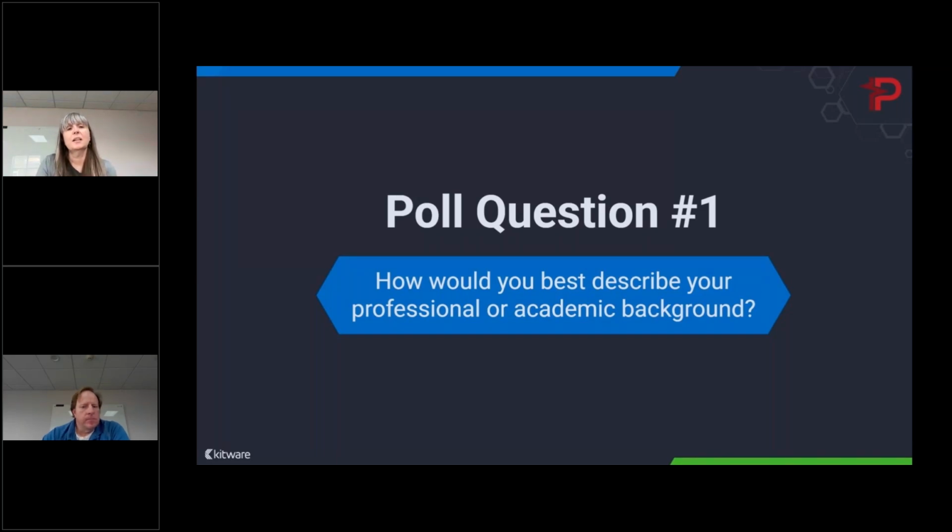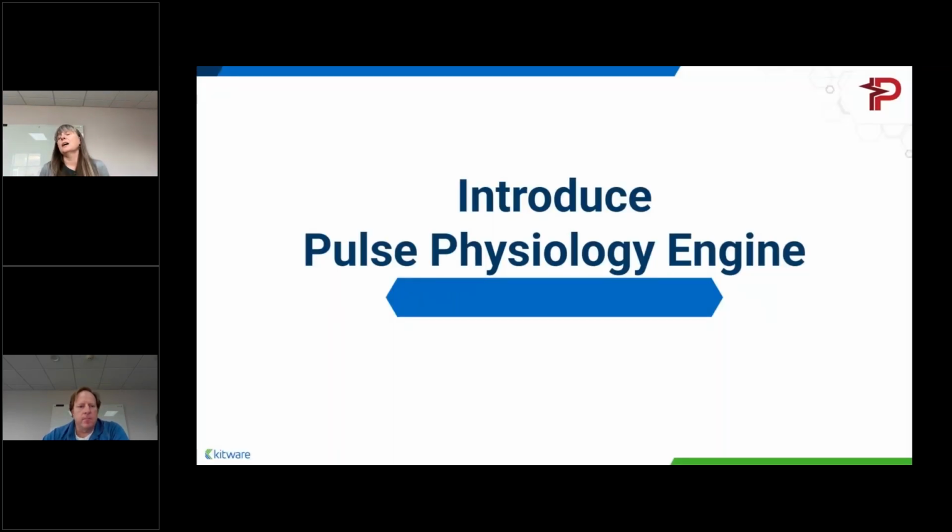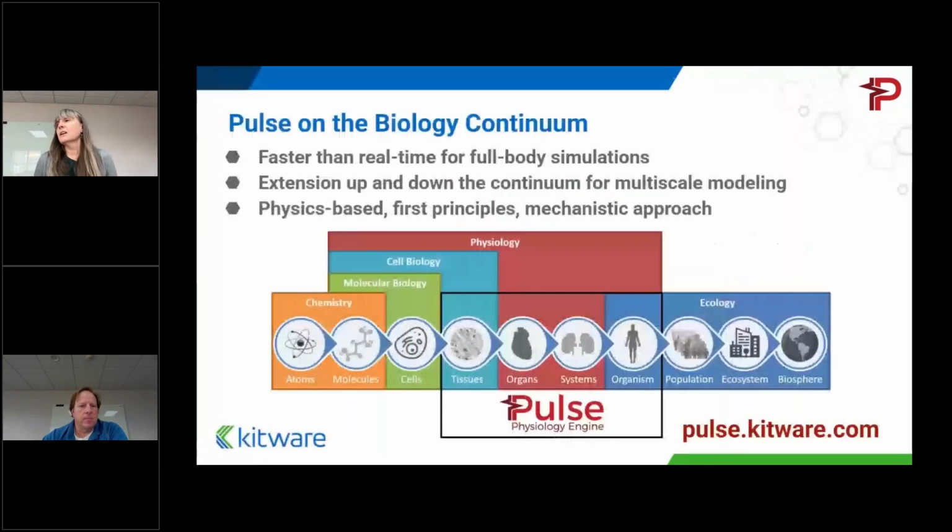So moving into an introduction of Pulse, let's get started and talk about exactly what Pulse is. So Pulse is a computational physiology engine. And when we talk about where it falls on the biology continuum or spectrum, we really focus on the tissue side of things moving into the organism side of things. And so the reason we do that is so that we can still have a faster than real-time computation for full body simulation. And that allows it to be paired with both training as well as research and predictive modeling.